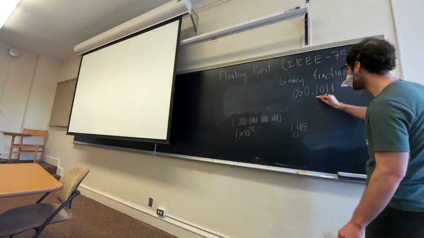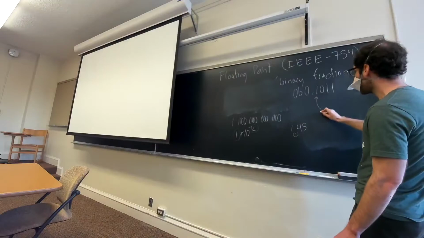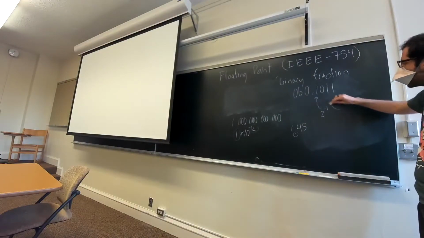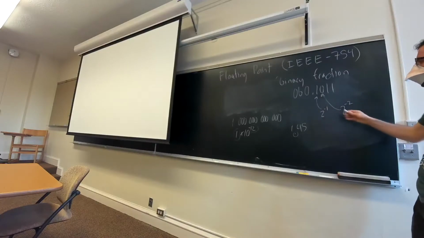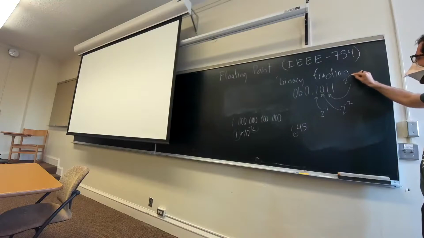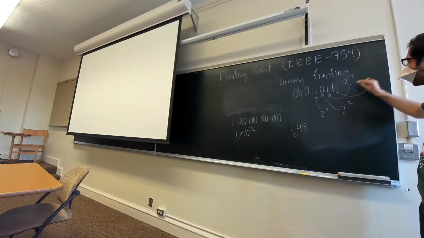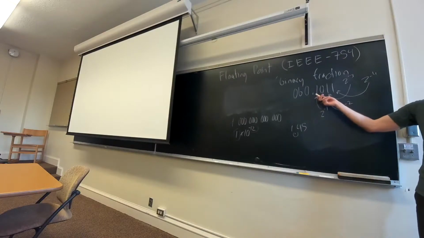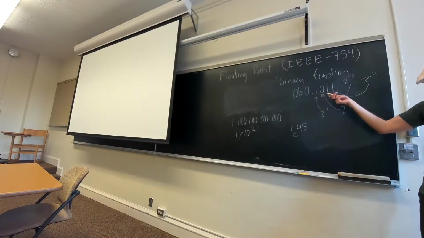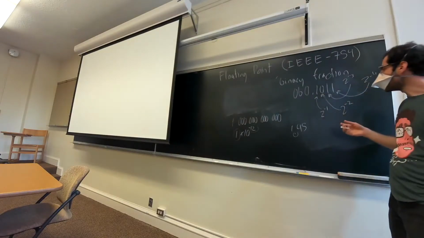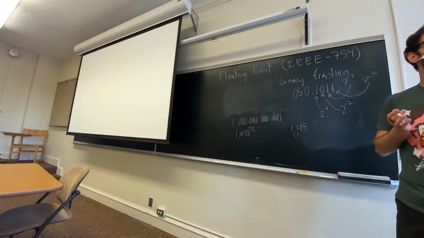So we have 2 to the negative 1, or 1/2 place, 2 to the negative 2, or 1/4 place, 2 to the negative 3, 2 to the negative 4, and so on. So this number would be 1/2 plus 1/8 plus 1/16. So I think that would be 11/16.